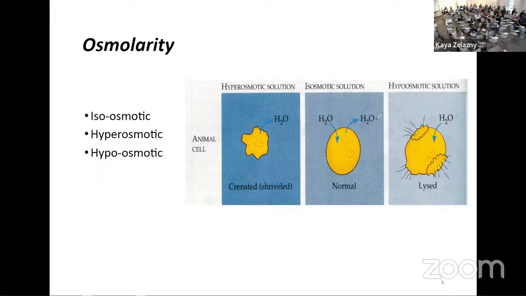situations. We can start with isoosmotic in the center. So iso means same. An isoosmotic solution would have the same osmolarity outside as inside. That means if we have water moving, we're going to have the same amount going in as going out. So there's going to be no overall change in the size, shape of that cell, or in its essentially water content under these isoosmotic conditions.